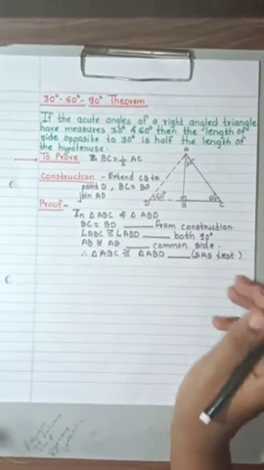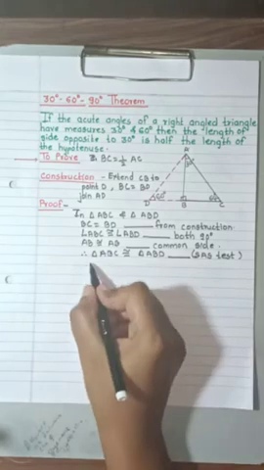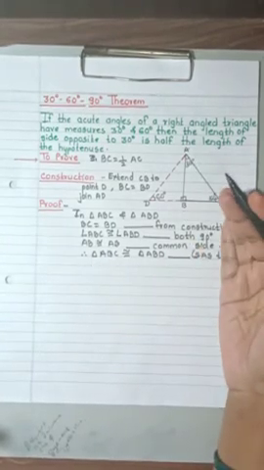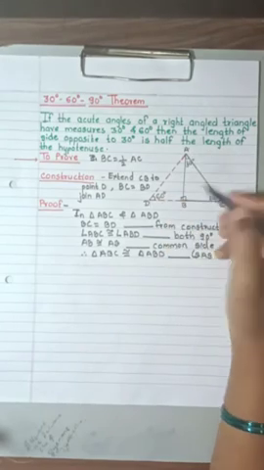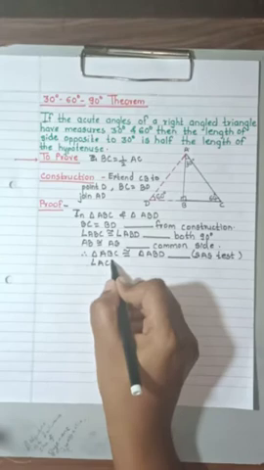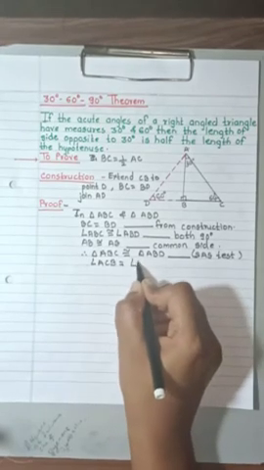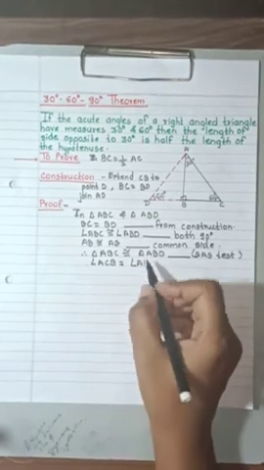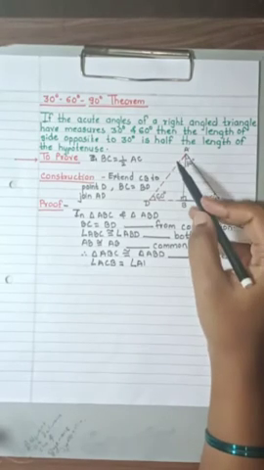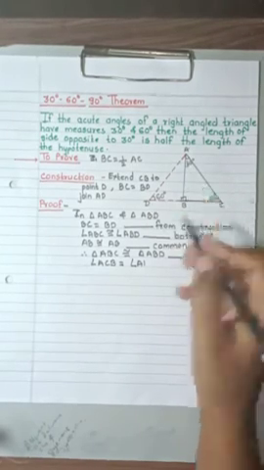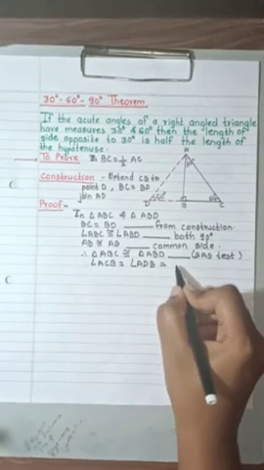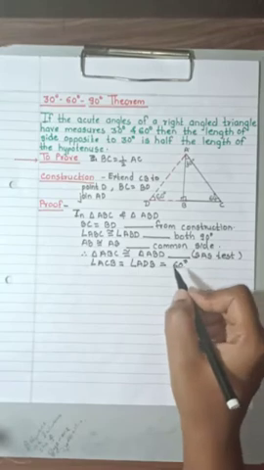By SAS test. Okay. Therefore you very well know that angle ACB is 60 degrees. Therefore angle ADB will also be 60 degrees. So I'll write down here angle ACB is equal to angle ADB is equal to 60 degrees. Okay.